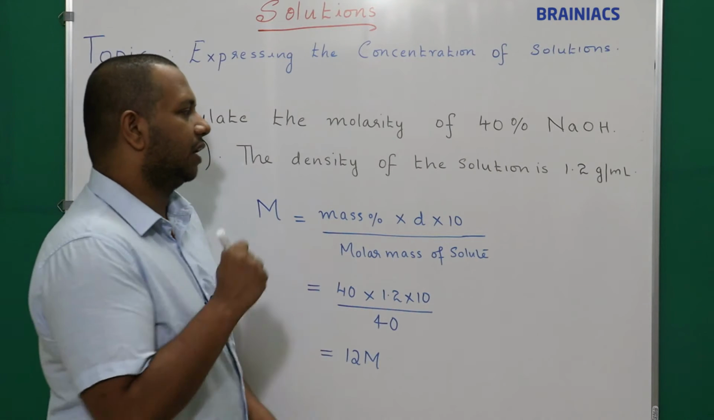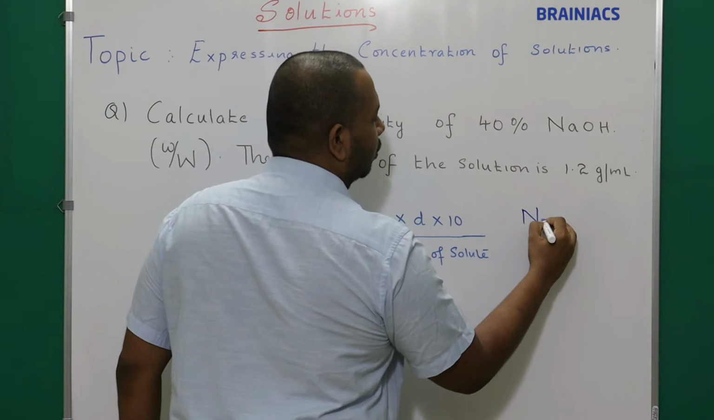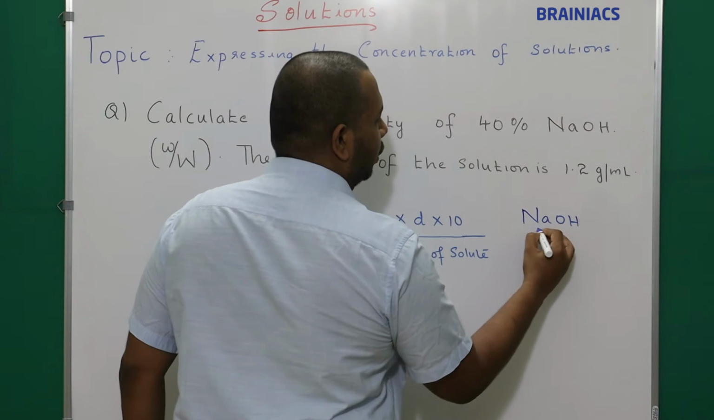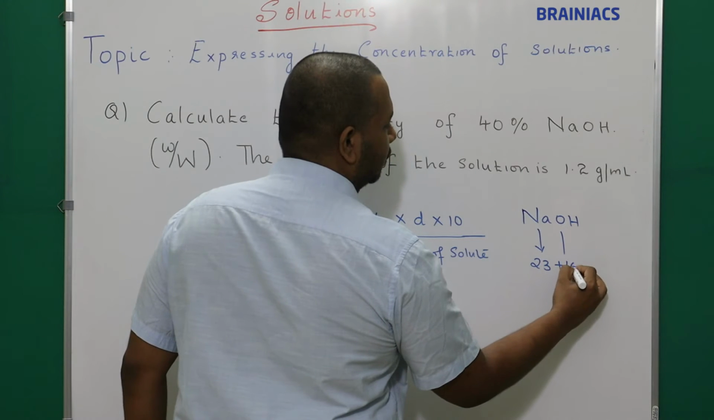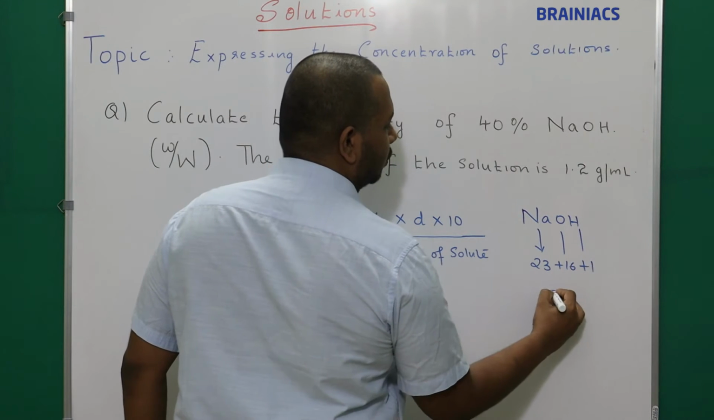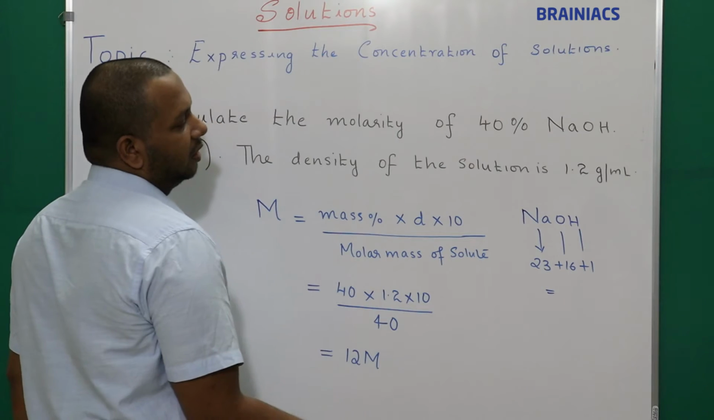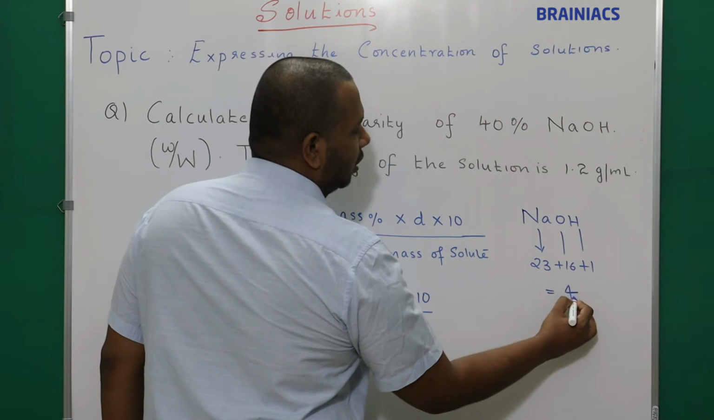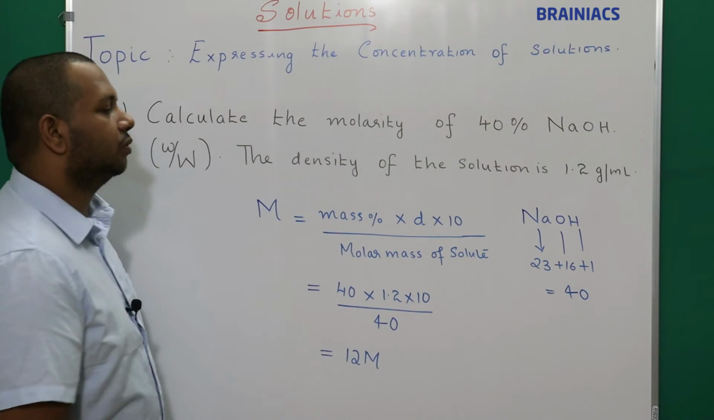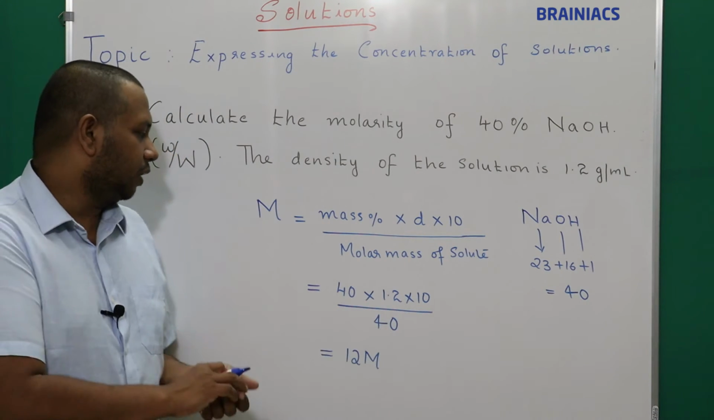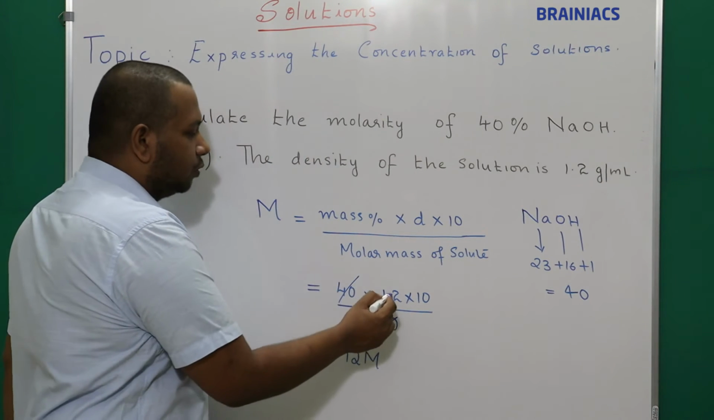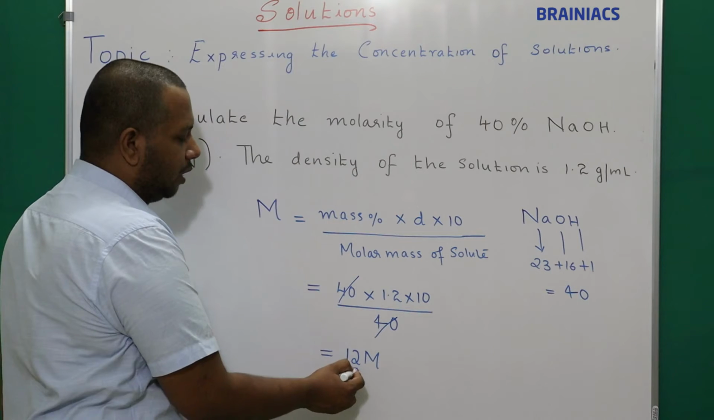Here the solute we have taken is sodium hydroxide, NaOH. Sodium's mass is 23, oxygen's mass is 16, hydrogen's is 1. So 23 plus 16 is 39, plus 1 is 40. So we get the molar mass of the solute as 40. We substitute that here, so the 40 and 40 cancel off, and 1.2 into 10 gives 12 molar.